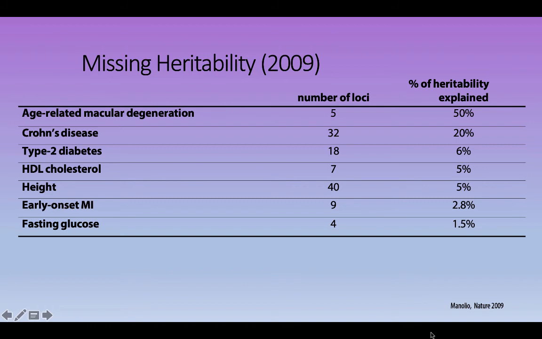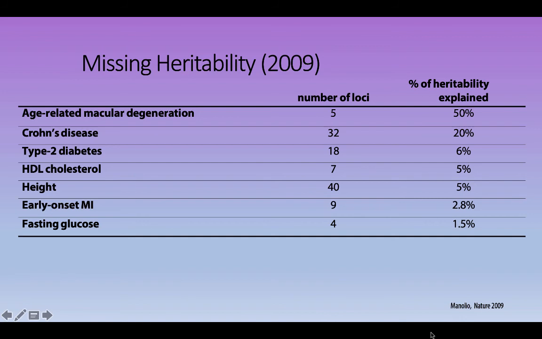So if we look at something like height in humans, which is about 80% heritable, there were a ton of genome-wide association studies done in the 2000s that identified about 40 loci that can contribute to explaining the genetics of height. And they were all significantly associated with height as a trait. But the problem was that they only explained about 5% of that 80% variation. And this is really problematic.